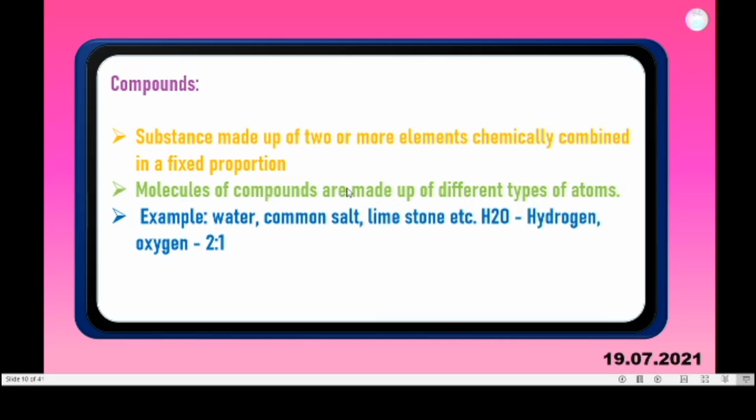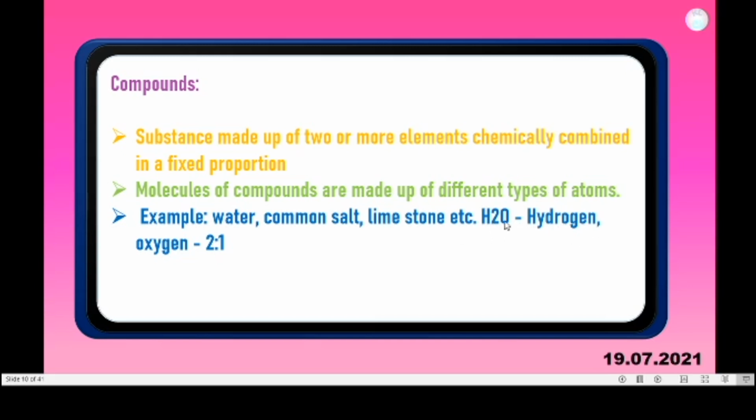Molecules of elements are made up of the same kind of atoms, but molecules of compounds are made up of different types of atoms. For example, water, common salt, limestone, etc. For example, the water formula is H2O. So here hydrogen and oxygen, different types of atoms.